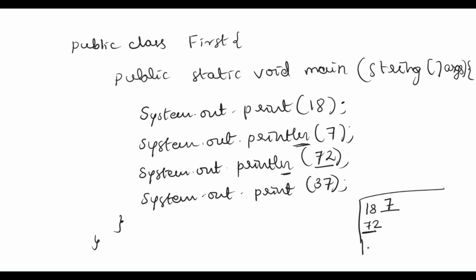Control will be here. Next, we are using a print statement. 37 will be printed here. Control will be in the same line because this is a print statement. If it is println, it prints the data and moves the control to the next line. If it is print, it prints the data and control will be in the same line. This is the working of print statements.